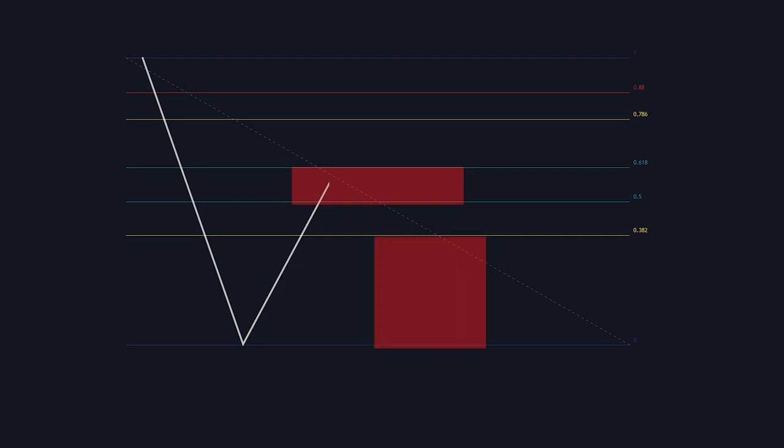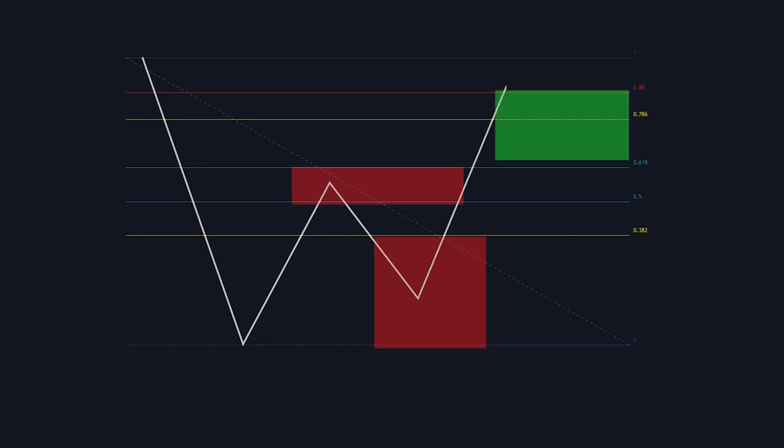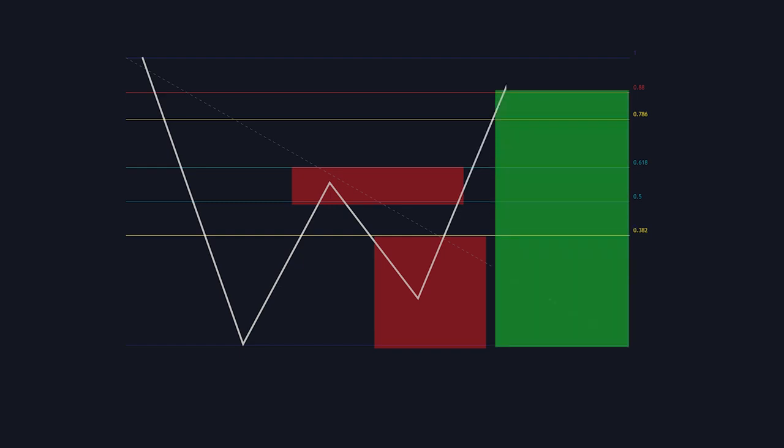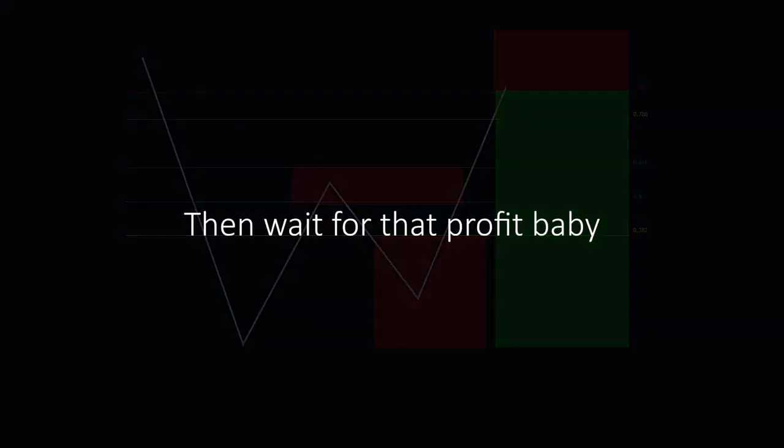then draw another rectangle area from 0 to 0.382. Price then has to head here, reverse yet again. If it goes past, it's a false signal. Once it reaches this area, wait for price to come all the way back up to 0.88. This is where you enter your trade. Set your take profit at the low and set your stop loss right above the high. Then wait for that profit, baby.